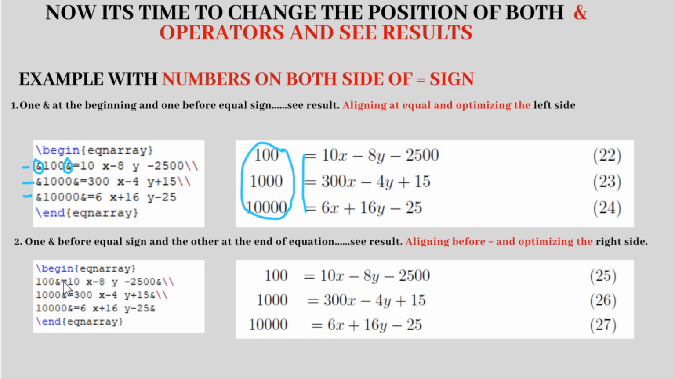Now what happens if I use one operator before the equal sign and one operator at the end of the right hand side? In this case, as you can see, the equations are aligned just before the equal sign, but the right hand side is being optimized by the software. The software tries to center align all these three equations on the right hand side. So you have to figure out what suits you best. For example, you might want to put one here and one here and see what the result is.